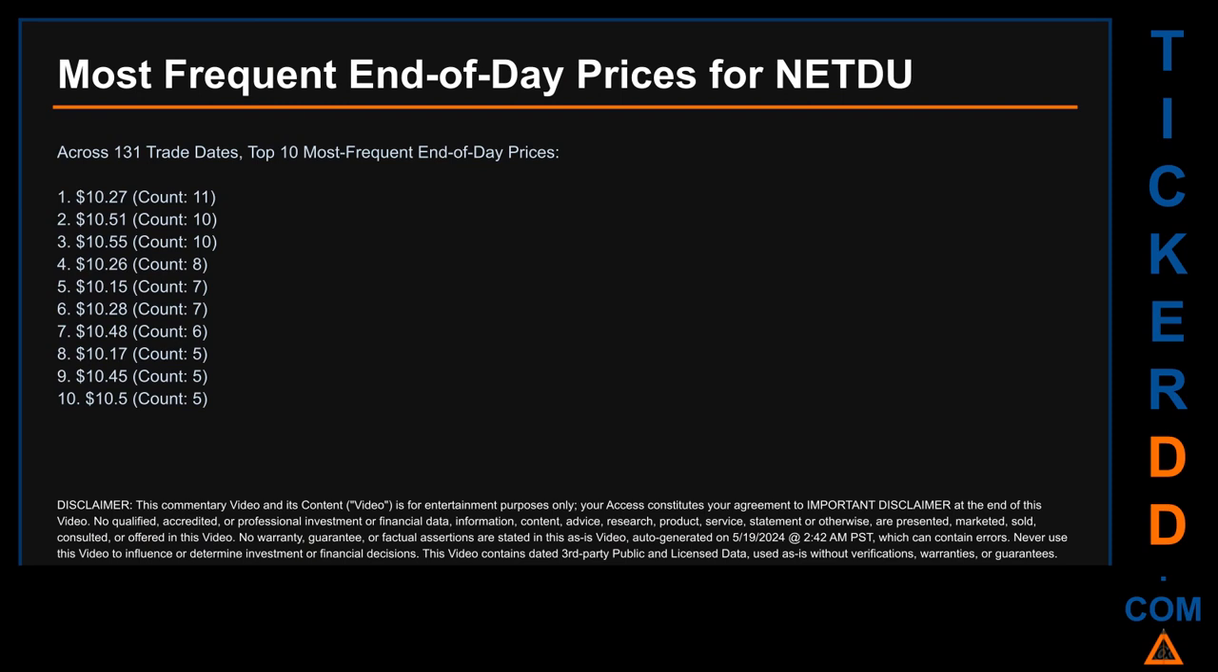Across 131 trade dates, the top 10 most frequent end-of-day prices were: 1. $10.27, happened 11 times. 2. $10.51, happened 10 times. 3. $10.55, happened 10 times. 4. $10.26, happened 8 times. 5. $10.15, happened 7 times.